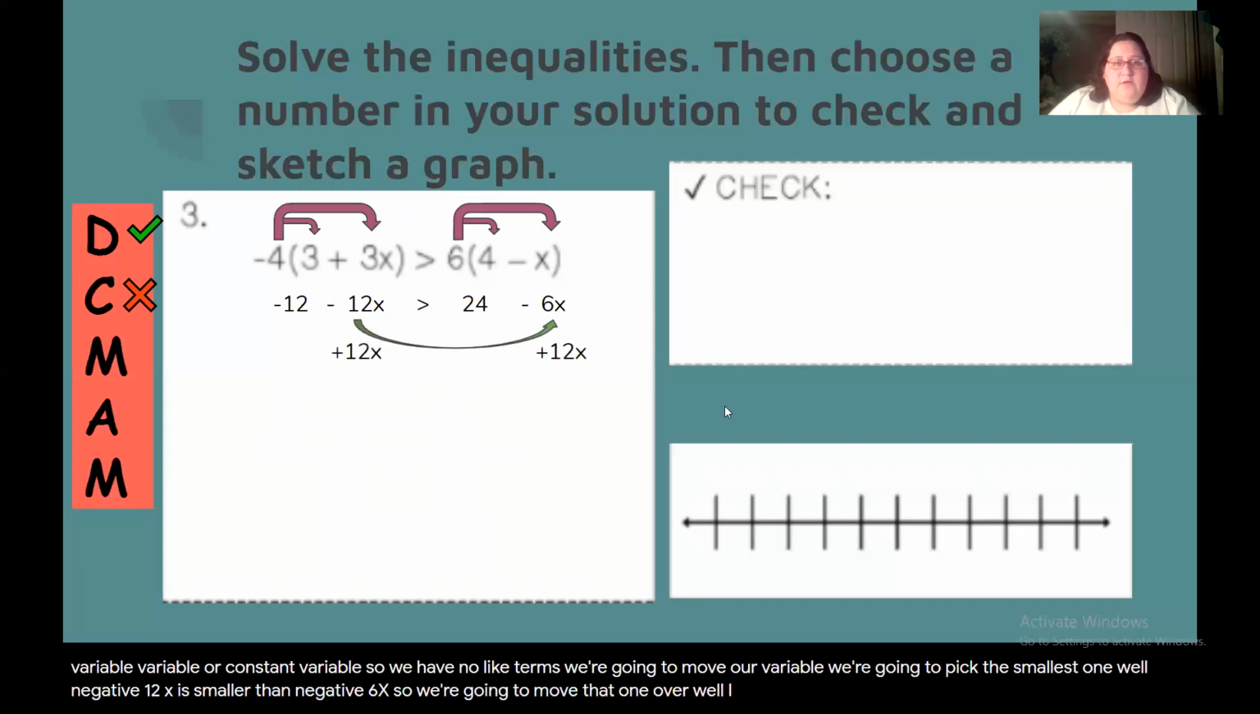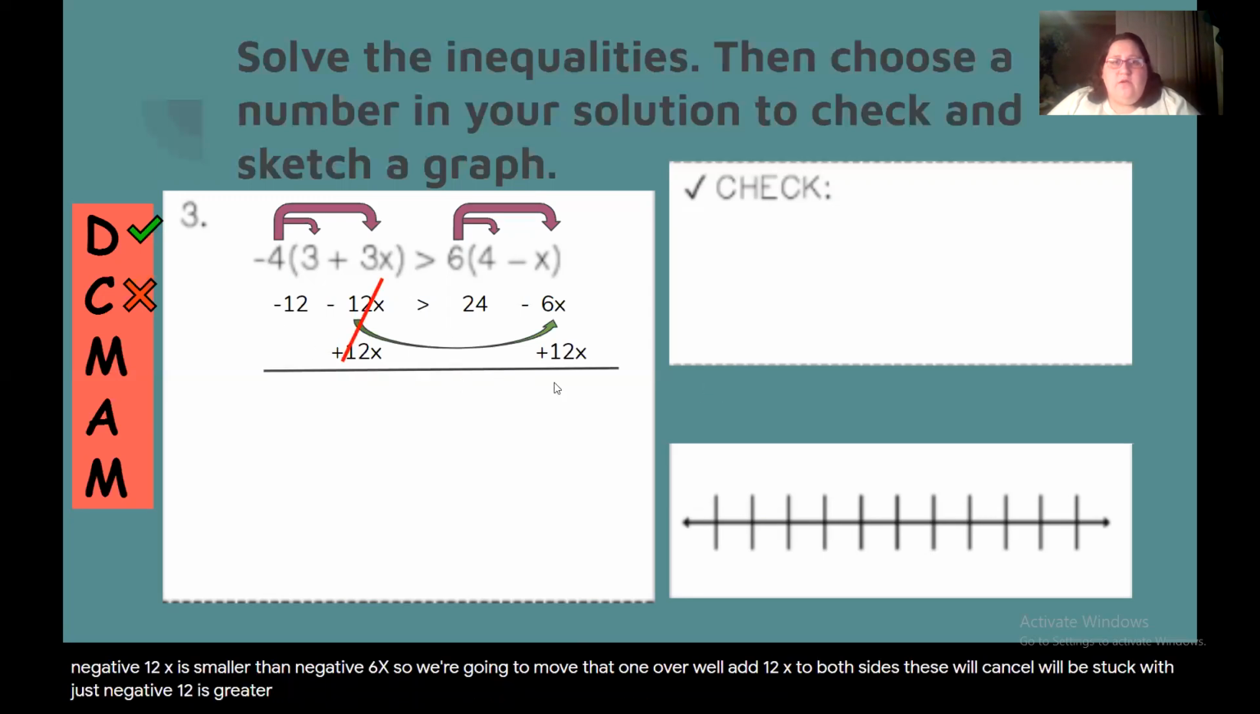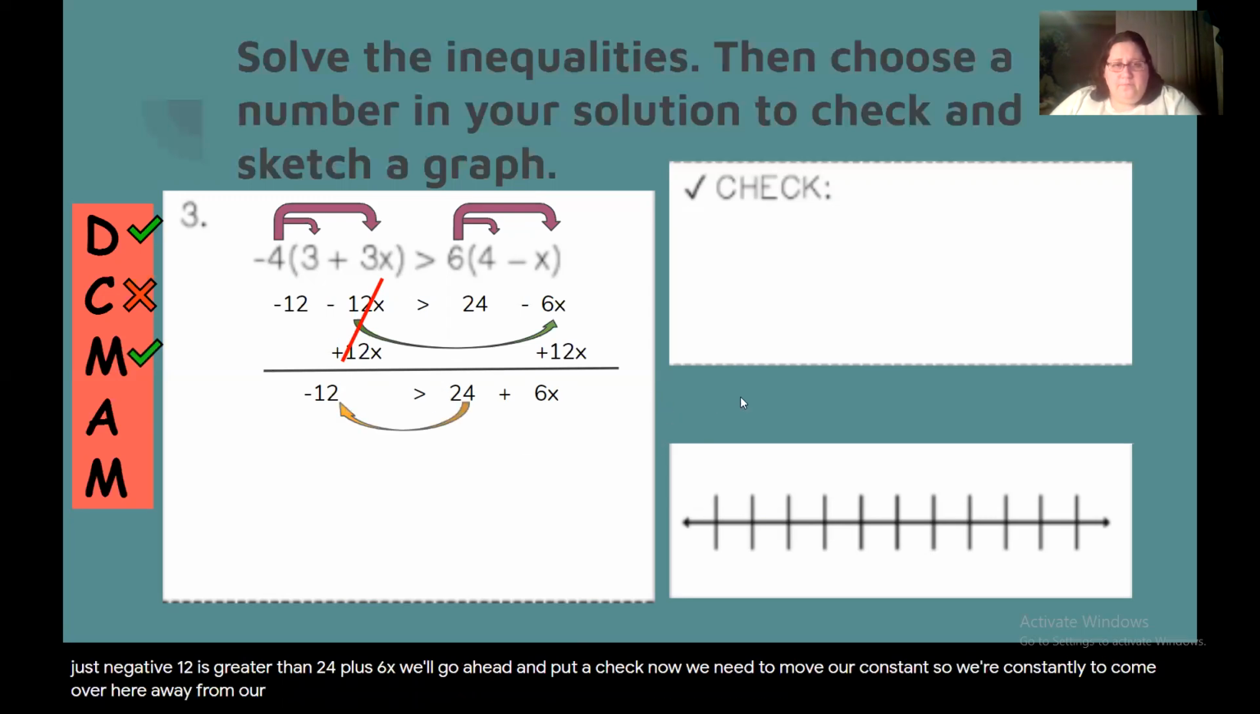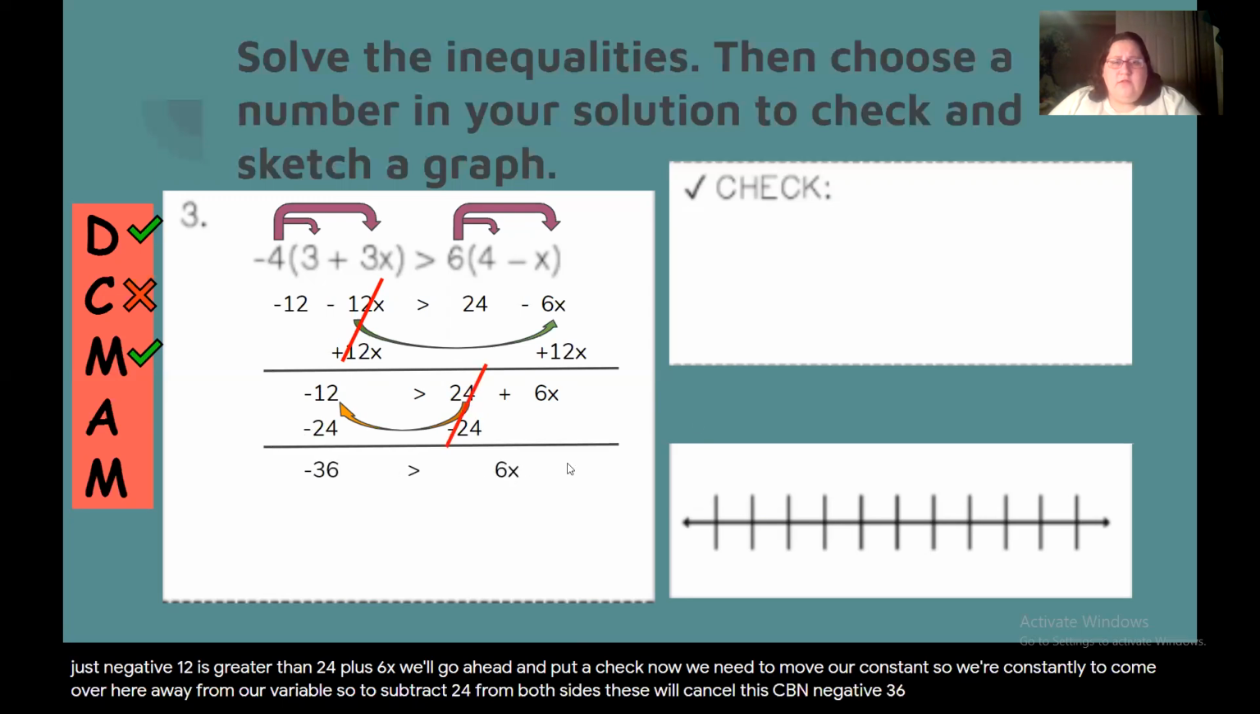We'll add 12x to both sides. These will cancel. We'll be stuck with just negative 12 is greater than 24 plus 6x. We'll go ahead and put a check. Now we need to move our constant. So our constant needs to come over here away from our variable. So I'm going to subtract 24 from both sides. These will cancel. This is going to be a negative 36 is greater than 6x. So I put a check.